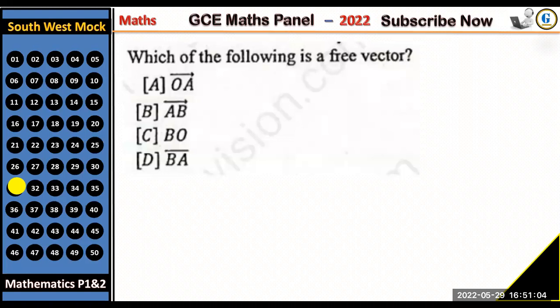A free vector is a vector that is not attached to the origin, or whose head or tail is not at the origin. And if you look at A, this one is attached to the origin, so it's not this one. This one is at the origin, so it's not. This one is not even a vector. This one is also not a vector. So the only correct answer here is AB. It's AB, okay?